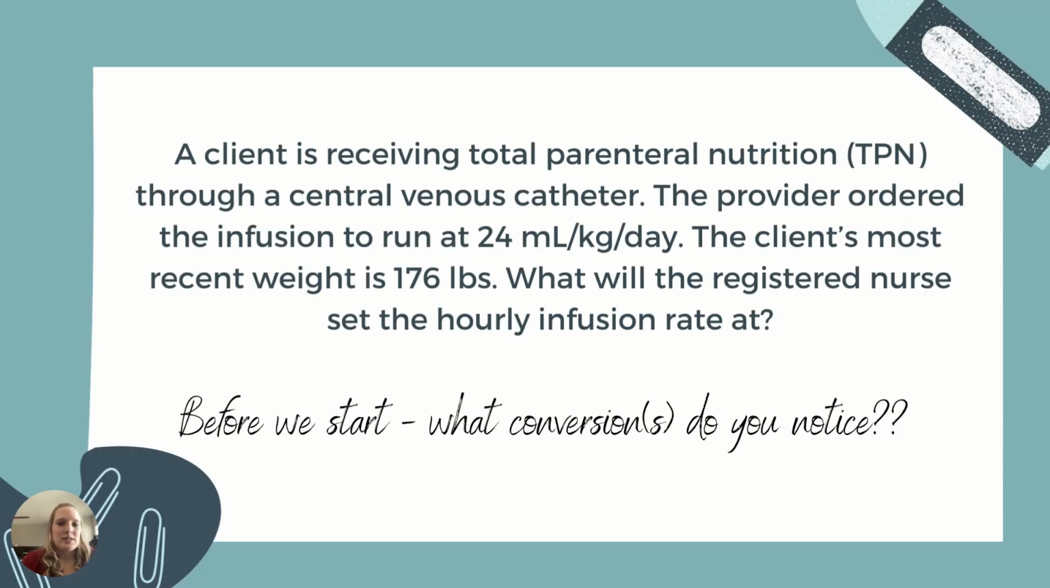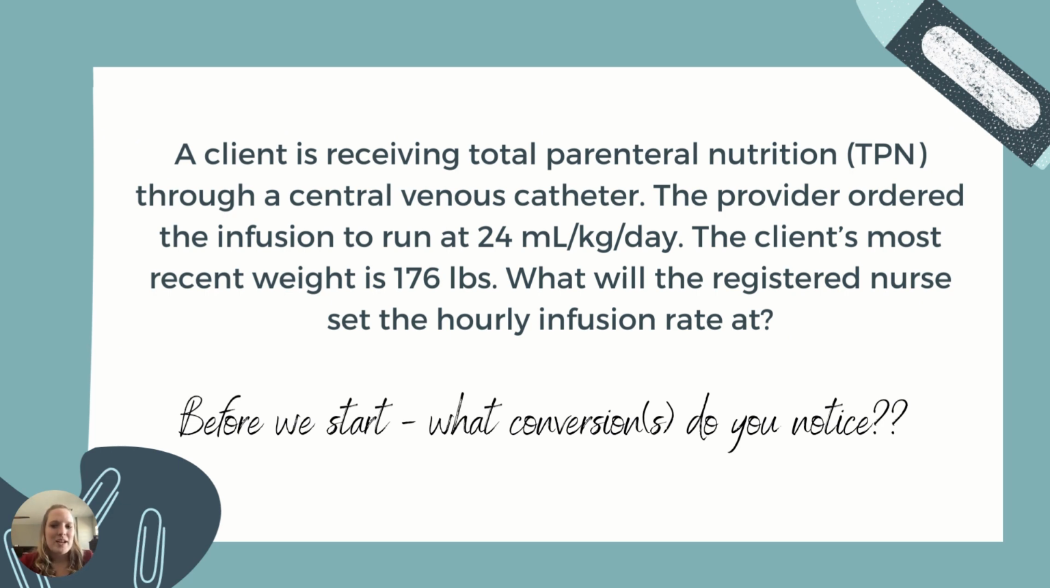A client is receiving total parenteral nutrition, or TPN, through a central venous catheter. The provider ordered the TPN infusion to run at 24 milliliters per kilogram per day. The client's most recent weight is 176 pounds. What will the registered nurse set the hourly infusion rate at? Now let's pause here for a second. I actually see 2 big conversions we'll need to do for this question. Do you know what those are?